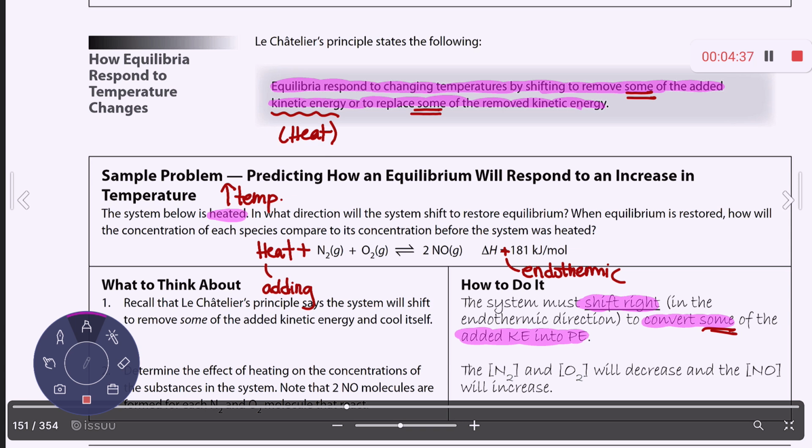The other questions that they're going to ask you are, what's going to happen to the concentration of each substance once equilibrium is restored? Well, if you shift to the right, that means that NO, my product concentration, is going to increase, and you're going to consume N2 and O2 to shift right. So N2 and O2 concentrations will decrease. Okay, let's take a look at the next page.